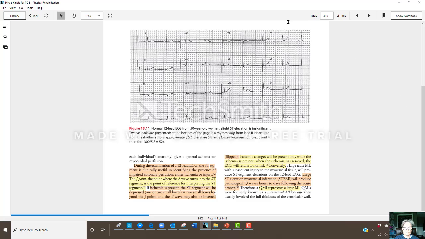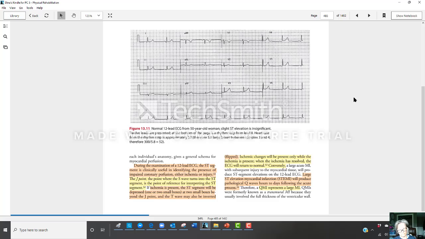During the examination of a 12-lead ECG, the ST segment is clinically useful in identifying the presence of impaired coronary perfusion, either ischemia or injury. 32. The J point, the point where the S wave turns into the ST segment, is the point of reference for interpreting the ST segment.